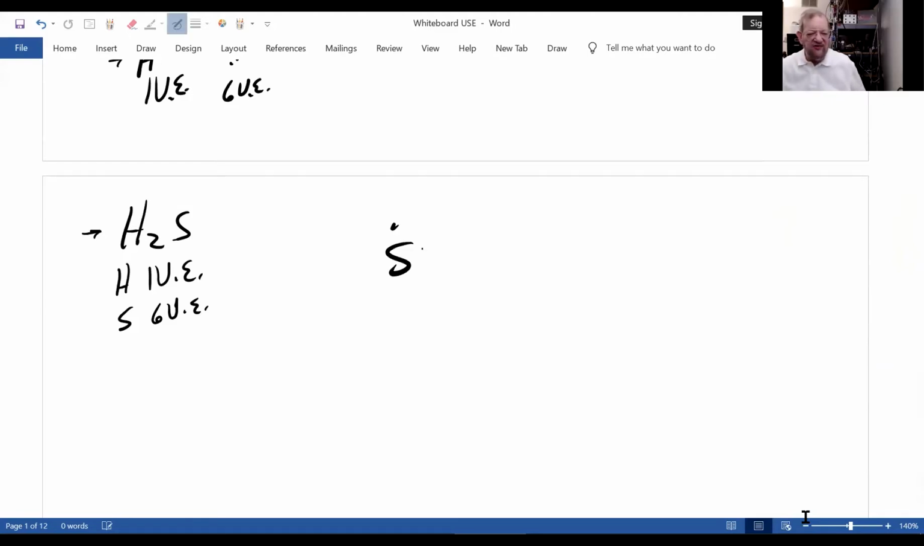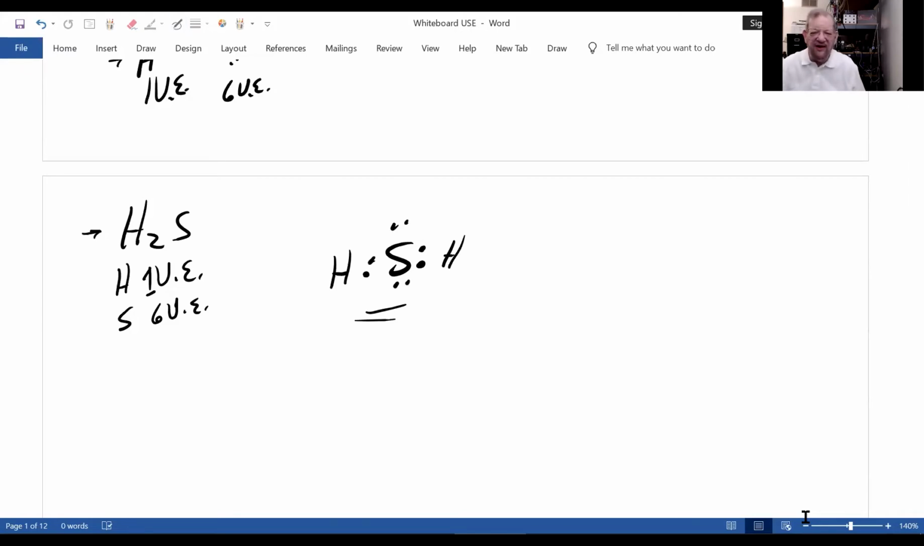Sulfur has six valence electrons, and a hydrogen has one. So it says, I've got one, you've got one unpaired, sulfur, let's share. And I put an extra one in here, I got ahead of myself. Hydrogen has this one, sulfur has a lone one. It says, let's share. And that's how you have hydrogen sulfide.